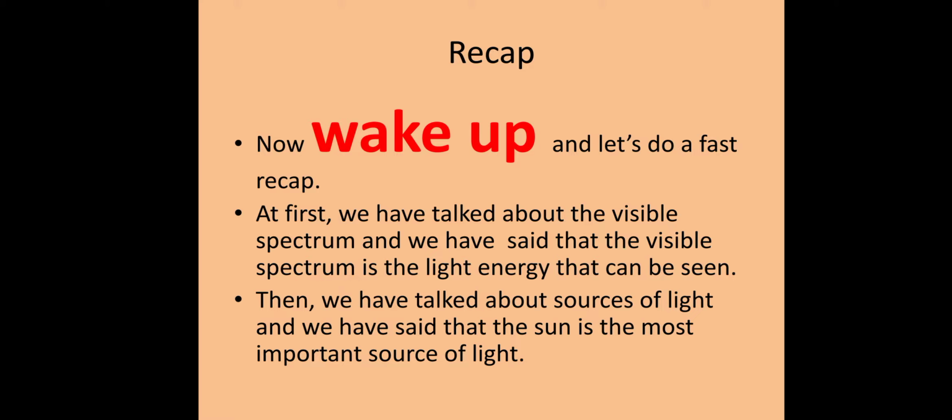Now, wake up and let's do a fast recap. At first, we have talked about the visible spectrum, and we have said that the visible spectrum is the light energy that can be seen. Then, we have talked about sources of light, and we have said that the sun is the most important source of light.